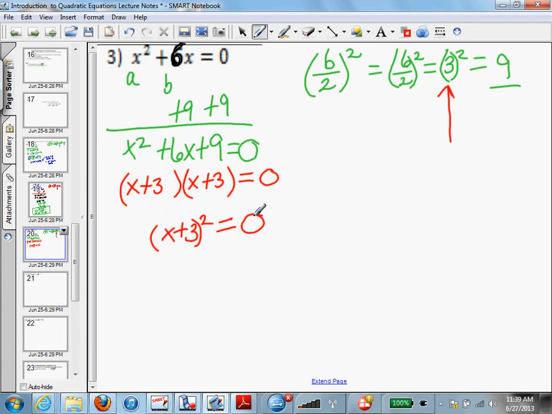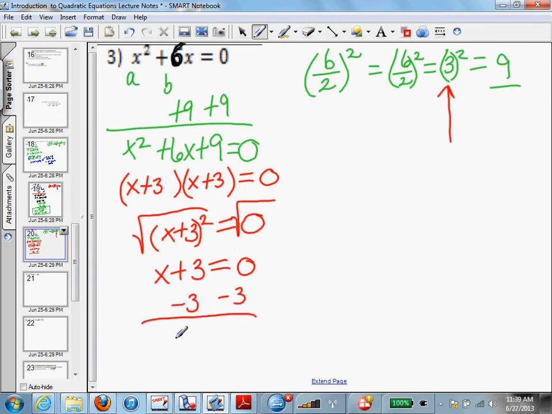Now with this, let's take the square root of both sides to free this term being squared. It's going to leave us with x plus 3 equals 0. Now to get x by itself, subtract 3 on both sides of the equation. That leaves us with x equals negative 3. So for this one, you only have one answer.